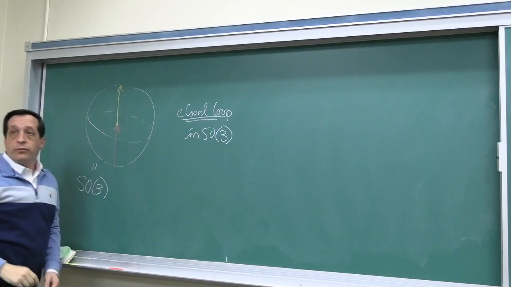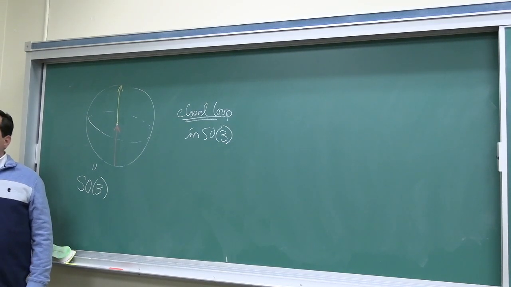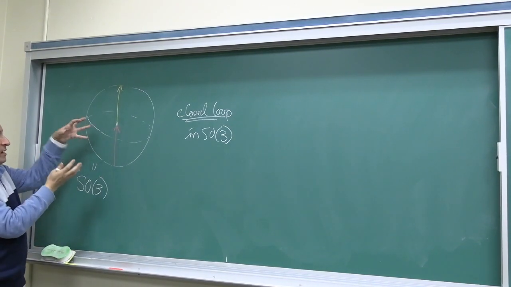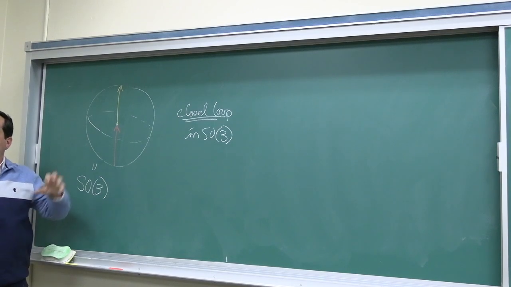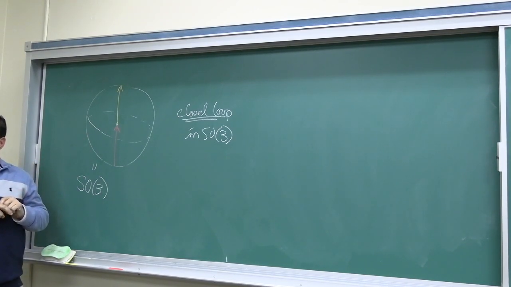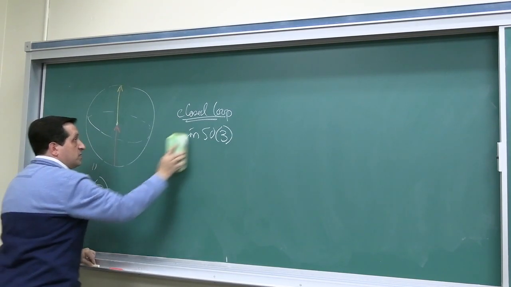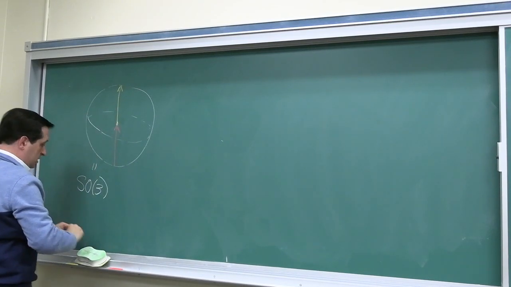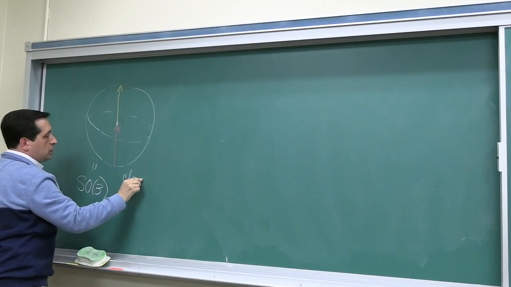In SO(3), you've spun all the way around and come back, but it's not evident how you can shrink this to a point in the space of rotations. Now watch, in fact let me write this down here. So this picture here is a closed loop.